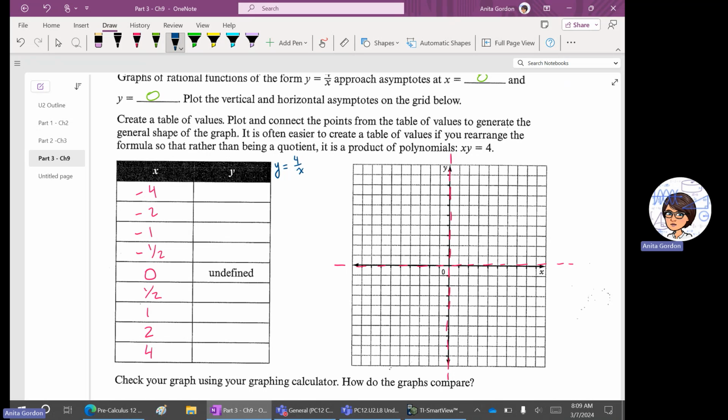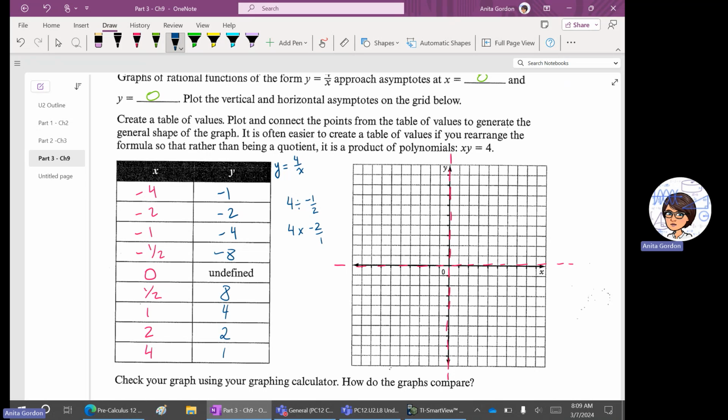Okay, now for my y value, this is y equals 4 over x. So 4 over -4, that gives me -1. 4 over -2, that gives me -2, -4. 4 over -1/2. Think of it as this, 4 divided by -1/2. That's the same as 4 times -2 over 1, right? When we deal with fractions, we've got to remember our fraction rules. So this is -8. And the numbers for the positives, because the function is symmetric, we can just use the same numbers, but we know these ones are going to be positive.